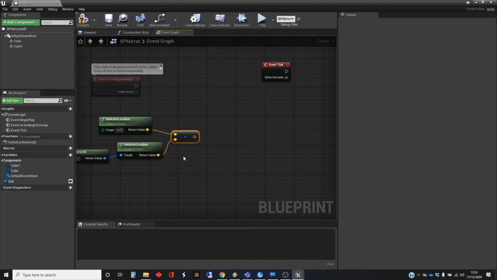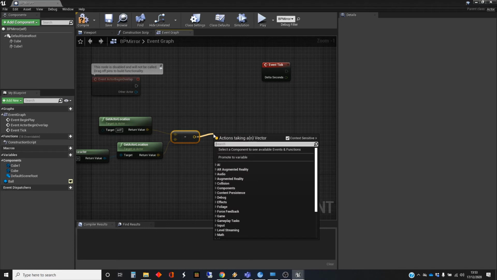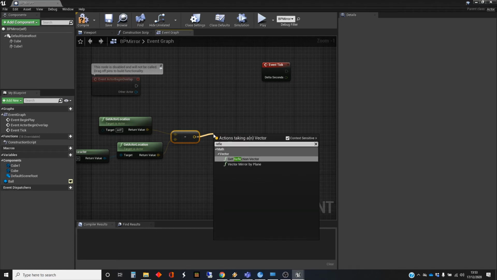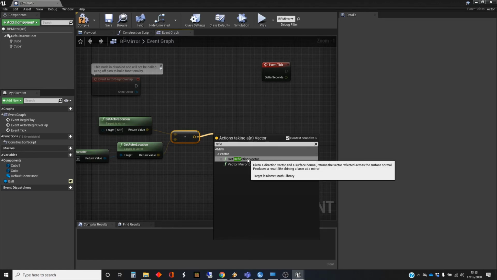And we're going to want to reflect this to create a reflection as if it was bouncing off the mirror. So we're going to need a normal vector, but first of all, let's get the node up. Get reflection vector.